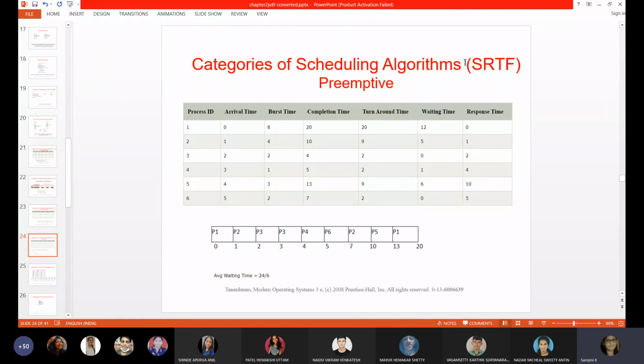So, shortest remaining time first. Shortest remaining time first. This algorithm itself is preemptive only. This cannot be converted to non-preemptive, because it is remaining time.